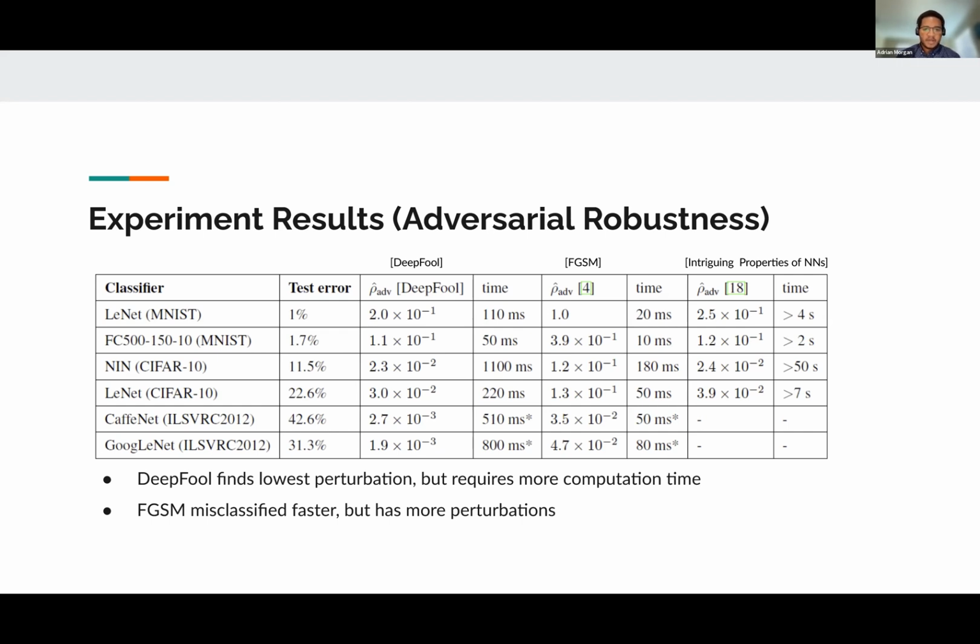So across the board here, we see DeepFool for the fully connected model, and the rest, have the minimal perturbations compared to FGSM, and we can see the time is slightly higher, but it does get the minimal.